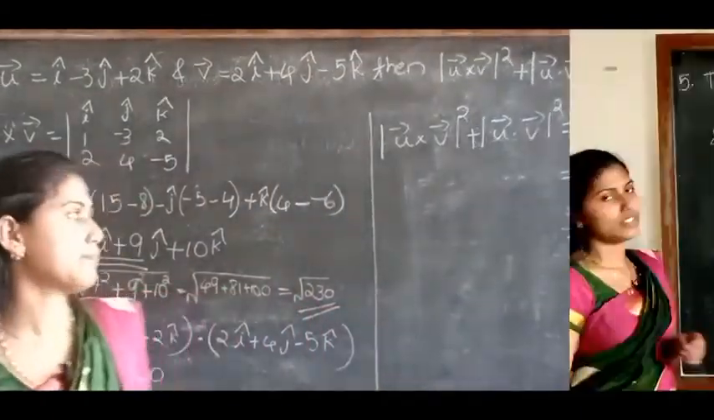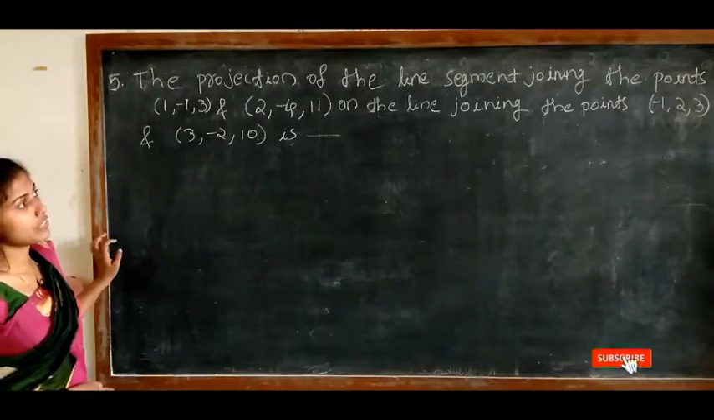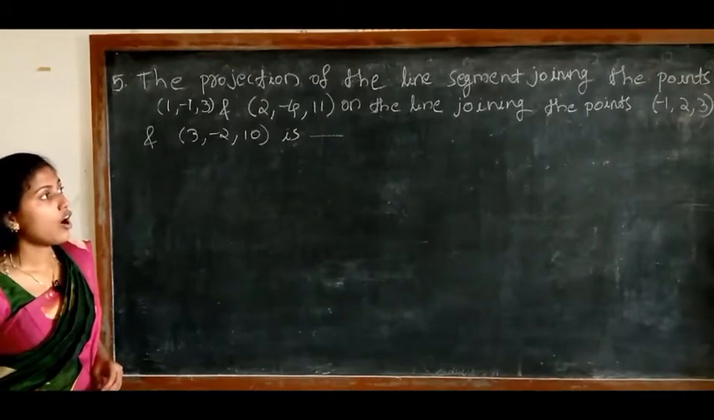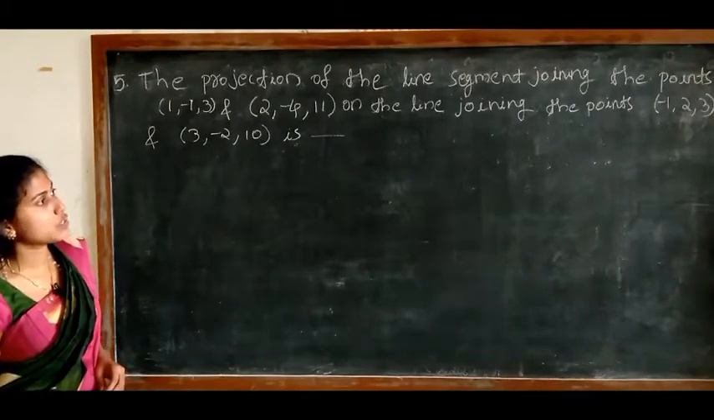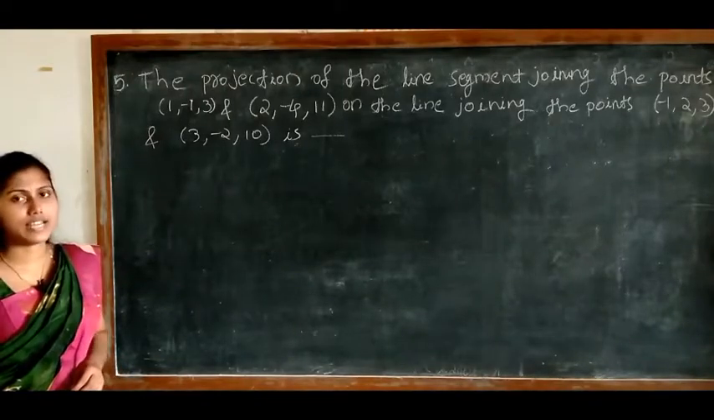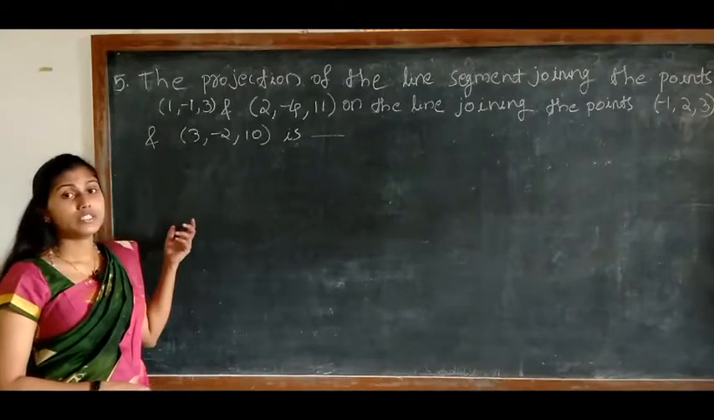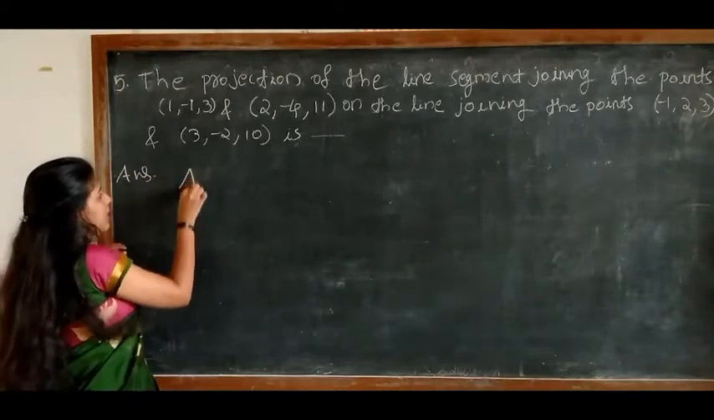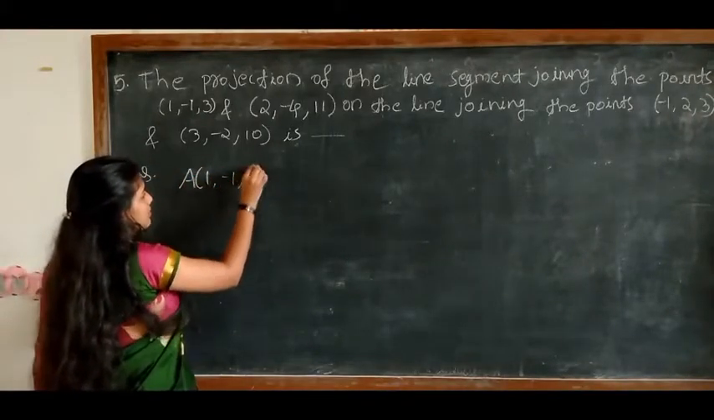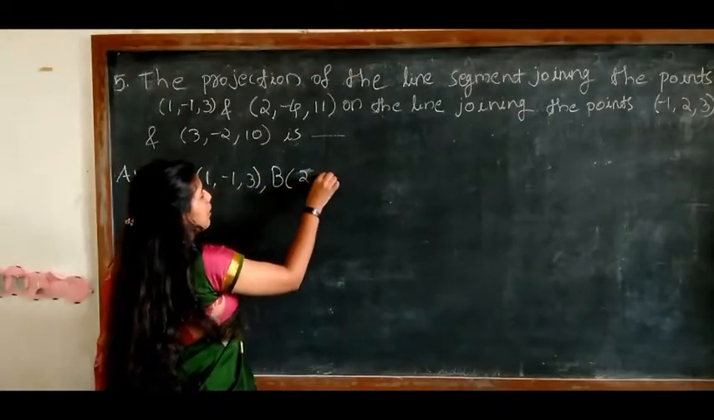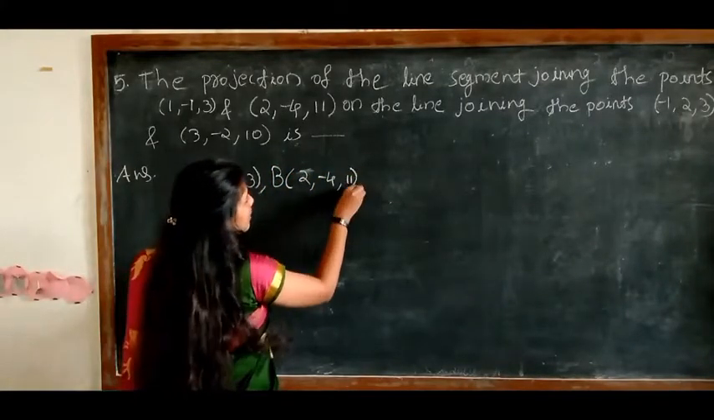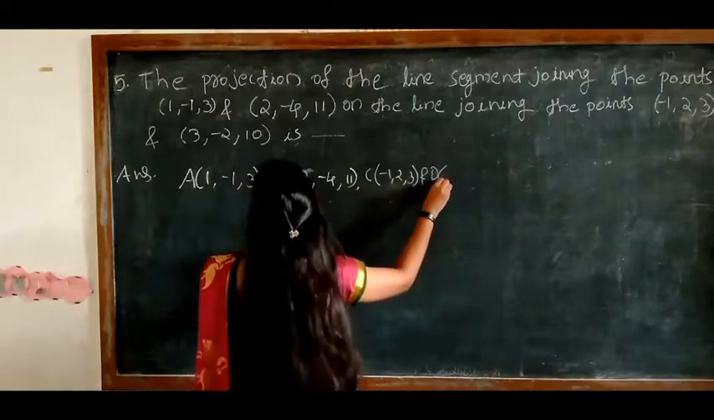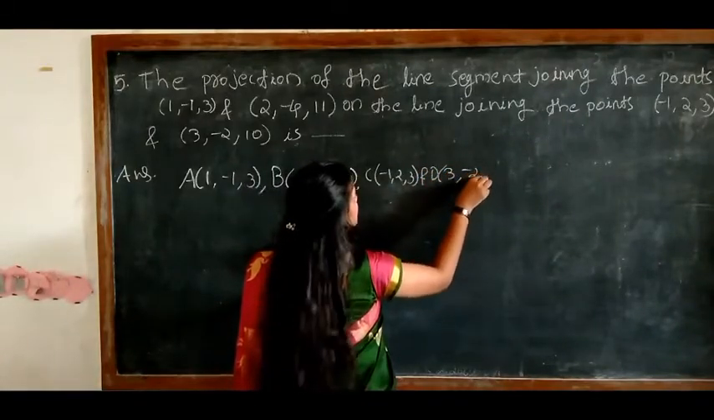Now we are going to the next problem. The fifth question is the projection of the line segment joining the points 1, -1, 3 and 2, -4, 11 on the line joining the points -1, 2, 3 and 3, -2, 10 is dash. First we are going to give a name to each of these points. That is, let A be the point 1, -1, 3, B be the point 2, -4, 11, C be the point -1, 2, 3 and D is the point 3, -2, 10.